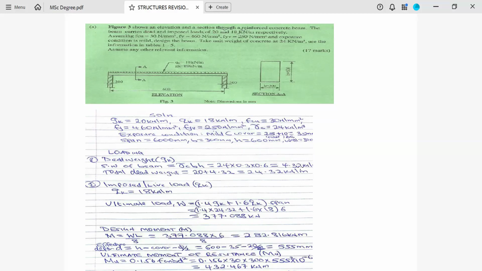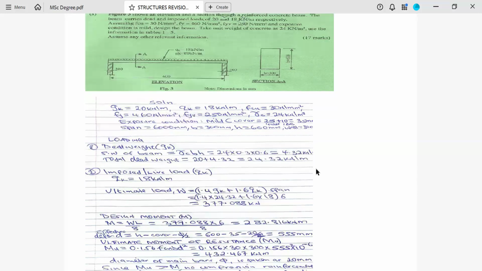Then from there, we move to, maybe we can compute our effective depth. Now, how do we compute effective depth? Effective depth is equivalent to the overall depth minus cover minus diameter of the main reinforcement divided by 2, or half the diameter.